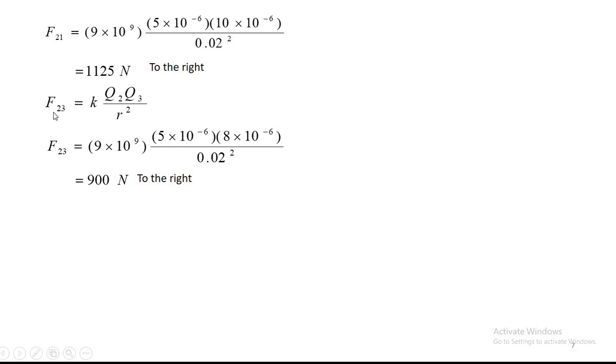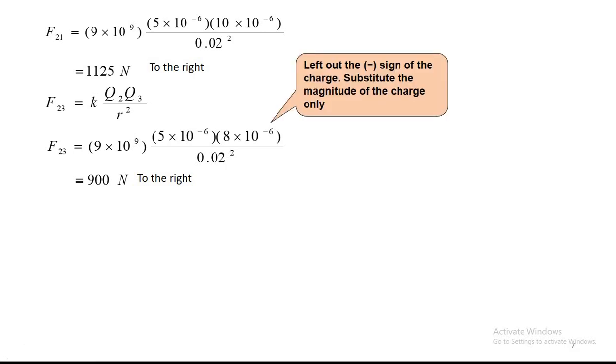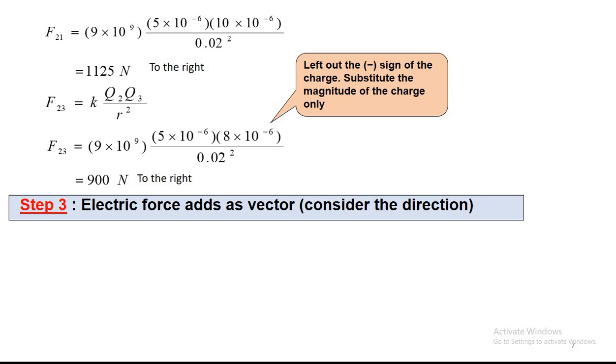And then calculate F23 equals k Q2 Q3 divided by R squared. The value for k is 9 times 10 to the power 9. The value for Q2 is 5 times 10 to the power negative 6, and Q3 is 8 times 10 to the power negative 6. You divide by R, 0.02 squared. You get 900 Newton to the right. Please remember when you solve the problem, there is no need to substitute the negative sign for a negative charge.